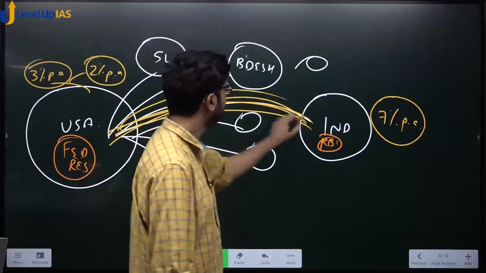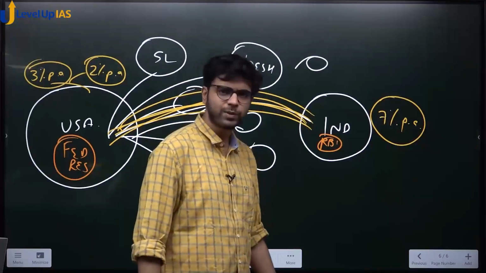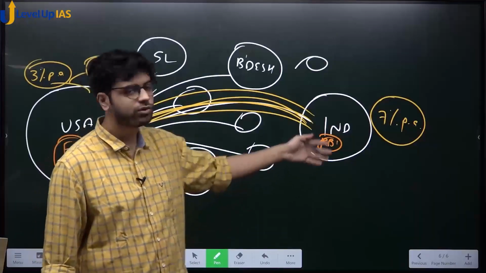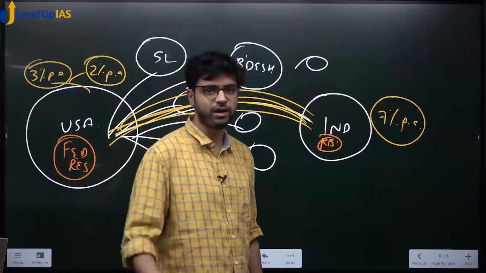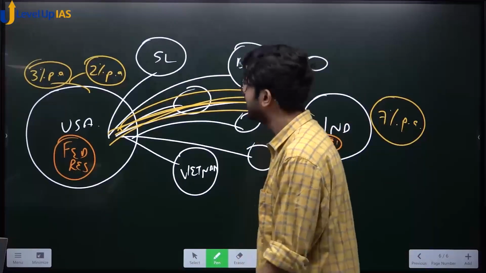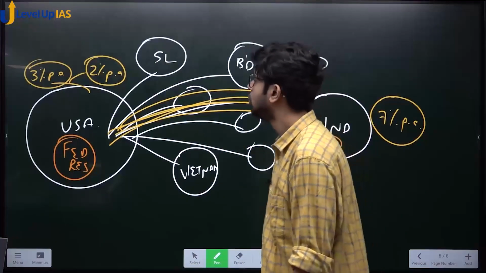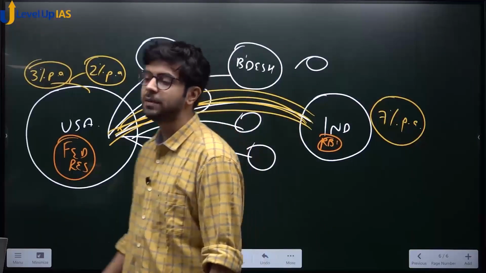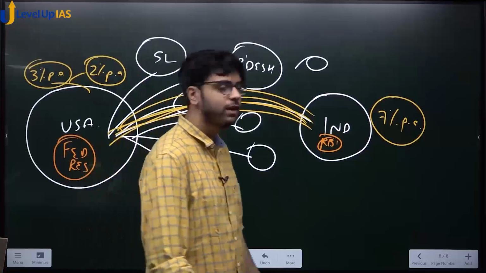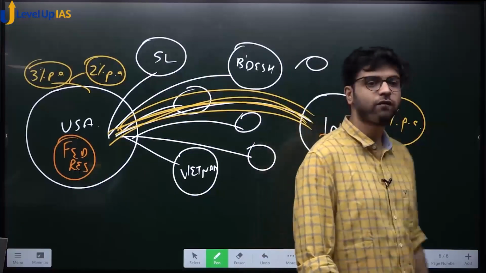Why do we have 7%? Because our economic situation is such that we can give 7%. Okay, there is high inflation here, so we are keeping it as 7%, a high rate of interest. Right? Now, pay very close attention to what I am trying to say. When the USA economy starts to recover, what will happen to the interest rates?